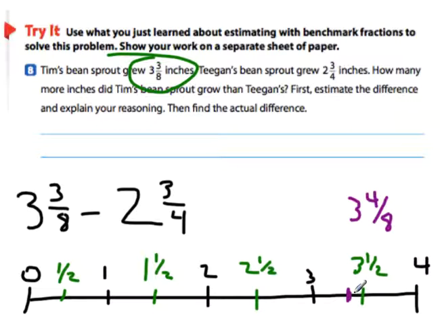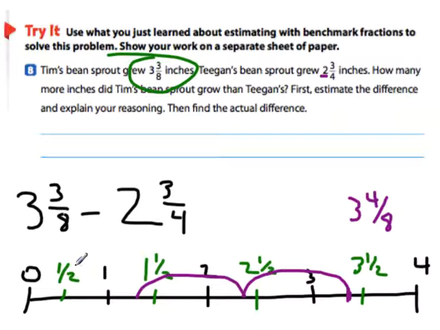All right, so this is just shy of 3 1/2. That's taking away 1. That's taking away another 1. All I did there was go from slightly to the left of the green mark to slightly to the left of the green mark, and then again slightly to the left of the green mark, for a total of 2 numbers subtracted from our original amount.